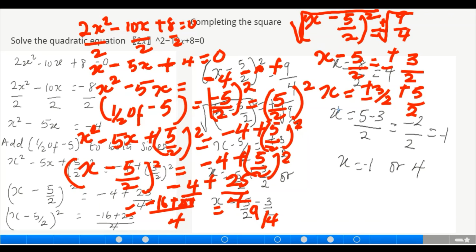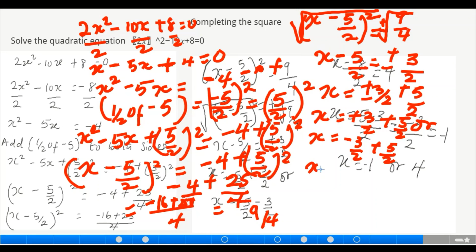Now we are expressing it in two values because we have plus or minus. So x equals plus 3 over 2 plus 5 over 2, or x equals minus 3 over 2 plus 5 over 2. For plus 3 over 2 plus 5 over 2, we have a common denominator here, which is 2. So x equals 8 divided by 2. How many times can 2 go in 8? That is 4. That's the first value of x.